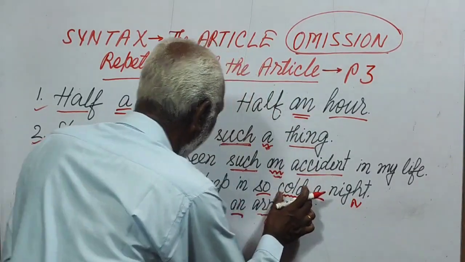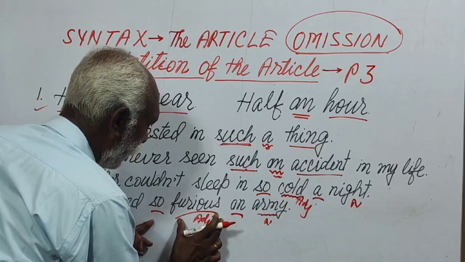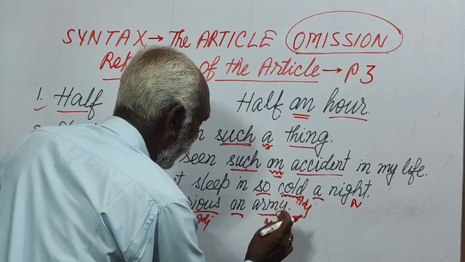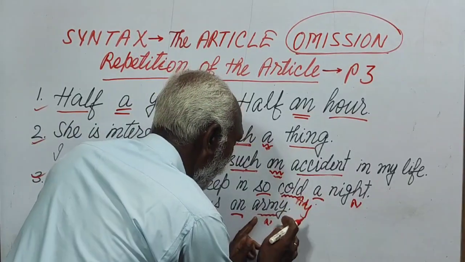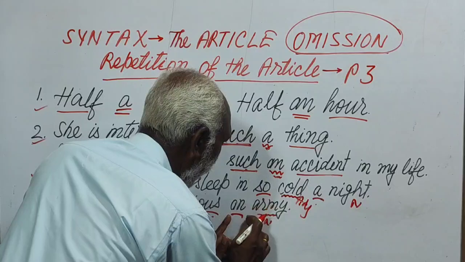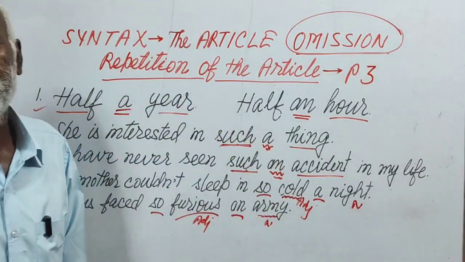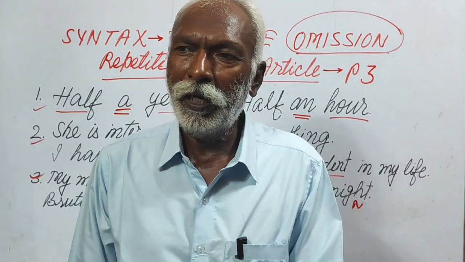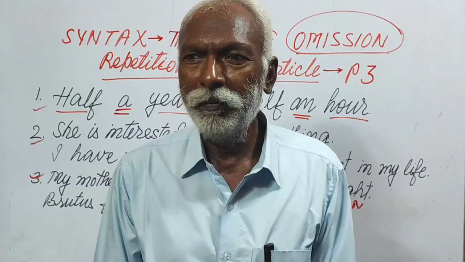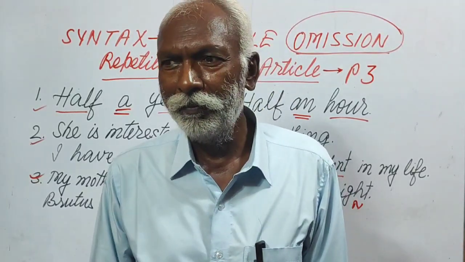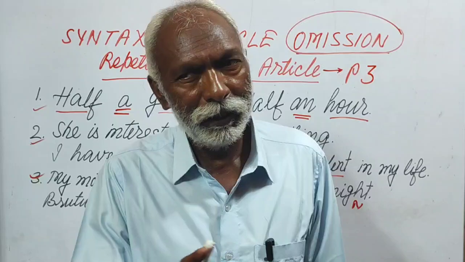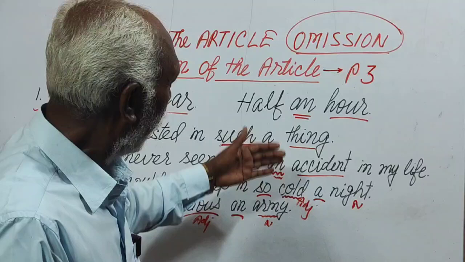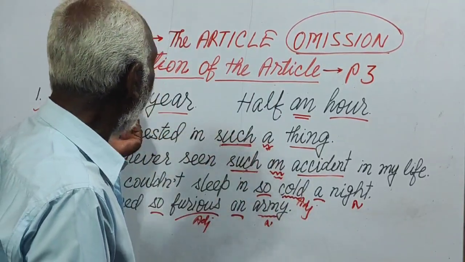So cold and so furious. So followed by an adjective, and just before the noun, here night, here army, a and an is used. So if before an adjective so has been used, in between the adjective and noun, a and an is used. Okay, dear. Likewise you may use these in your writing, a and an.